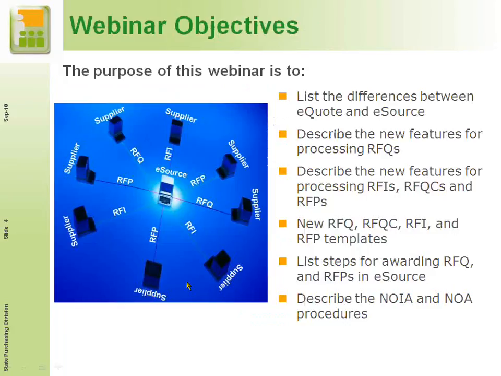First thing we want to talk about, the purpose of this webinar, is to list the difference between eQuote and eSource. We're going to describe the new features for processing RFQs via eSource. We'll describe the new features for processing RFIs, RFQCs, and RFPs. We'll look at the new RFQ, RFQC, RFI, and RFP templates. We'll list steps for awarding RFQs and RFPs in eSource, as well as describe the NOIA and NOA procedures.